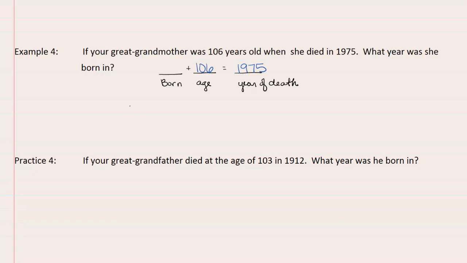So let's do that. So that means we'll have 1975 minus 106. That will give me the year that your great-grandmother was born. So I don't have enough, so I will borrow, and that will make a 6. Carrying makes that a 15, and 15 minus 6 is 9. 6 minus 0 is 6. 9 minus 1 is 8, and that. So your great-grandmother was born in 1869.